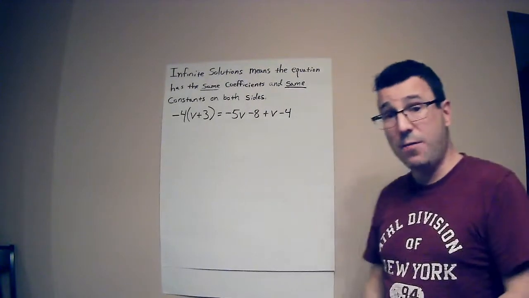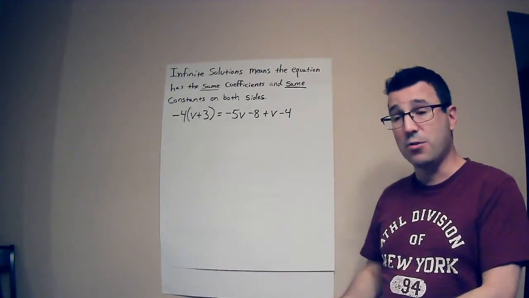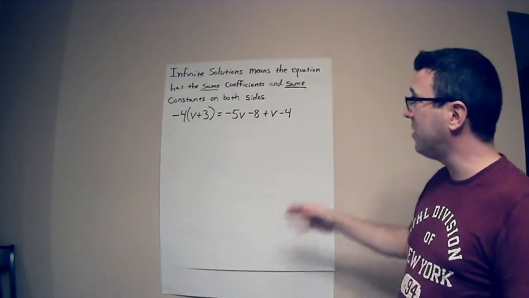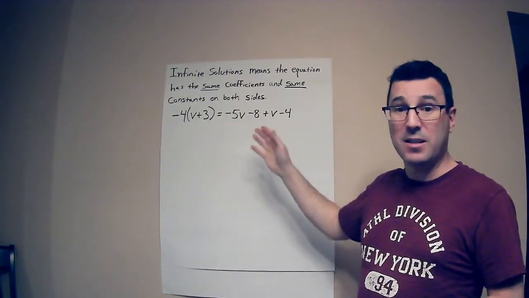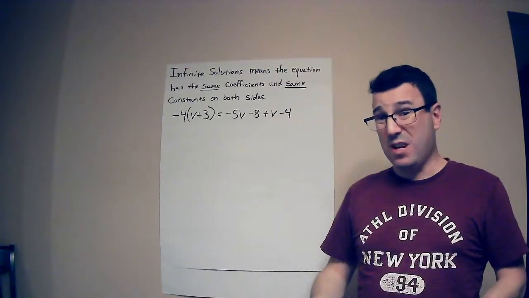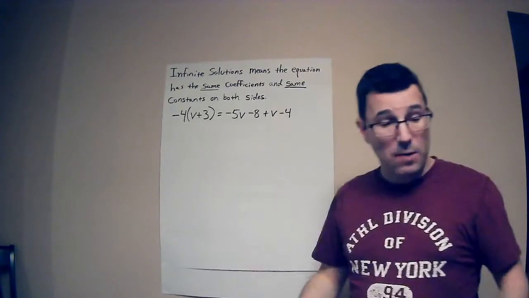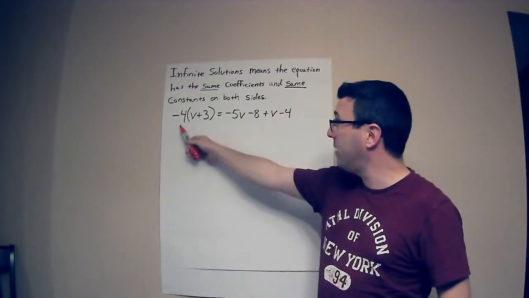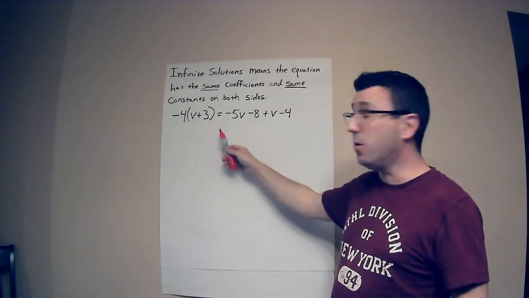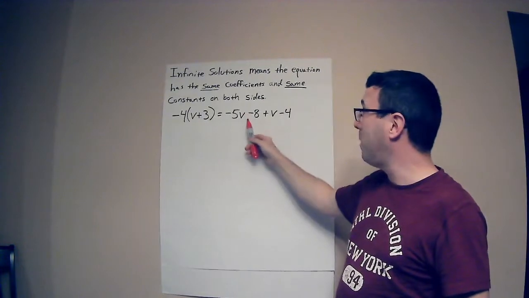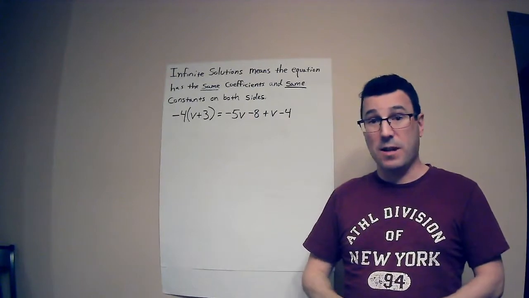Now when we have infinite solutions, that changes a little bit. Infinite solutions is where the equation is going to have the same coefficient and the same constants on both sides. Pretty much we're going to have the same expression on each side of the equal sign. So again, we look at this. We have -4 times the quantity v plus 3 equals -5v minus 8 plus v minus 4. So we've got a lot of stuff going on there.